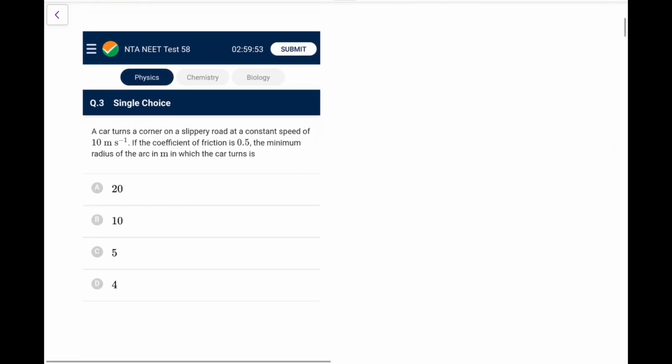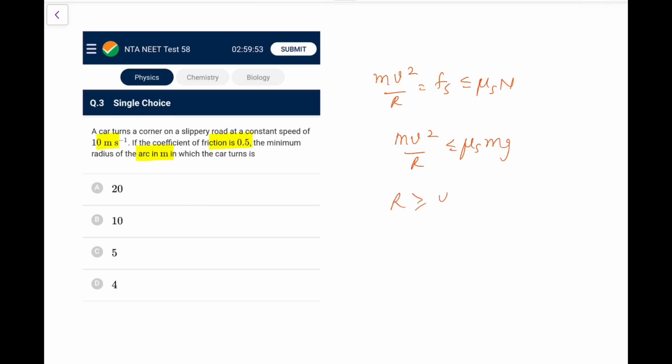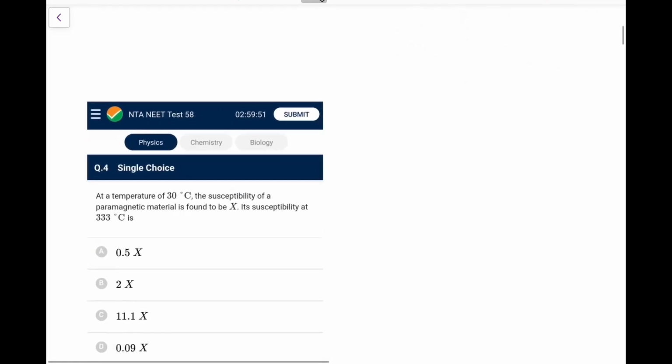Next, third one. A car turns on a slippery road at a constant speed of 10. The coefficient of friction is 0.5. The minimum radius of the arc in meters when the car turns. The complete centripetal force is provided by friction Fs, which should be less than or equal to mu Sn, and N is mg. In the limiting case, mv square by r is less than or equal to mu s mg. So r should be greater than or equal to v square by mu s g. That is 100 upon 0.5 into 10, that is 5. It comes out as 20 meters. Go for option A.